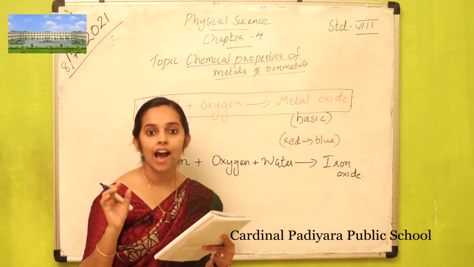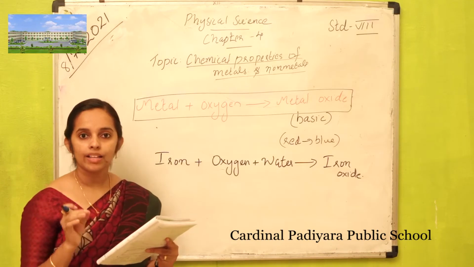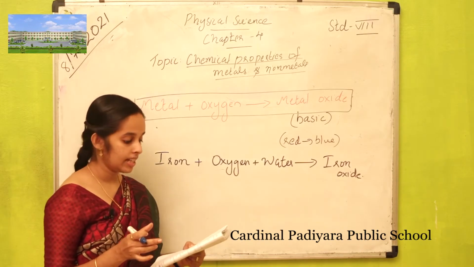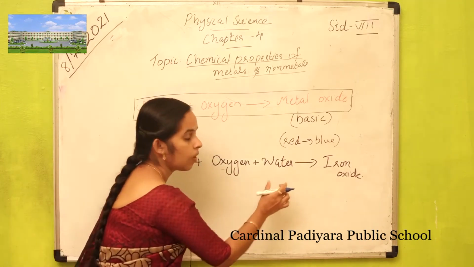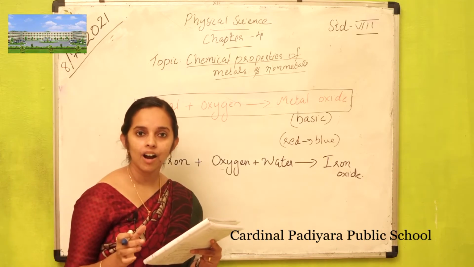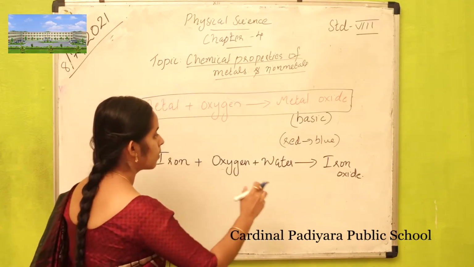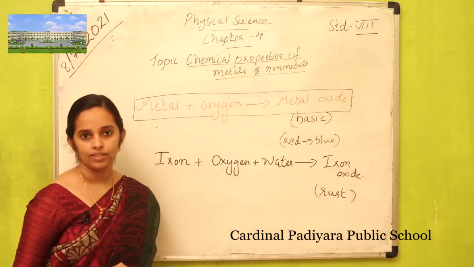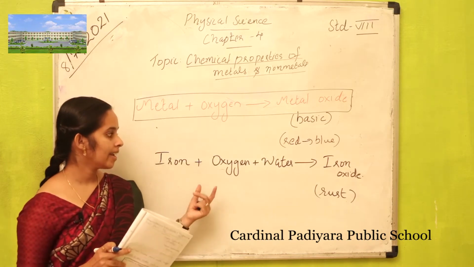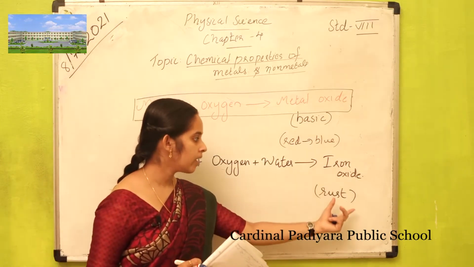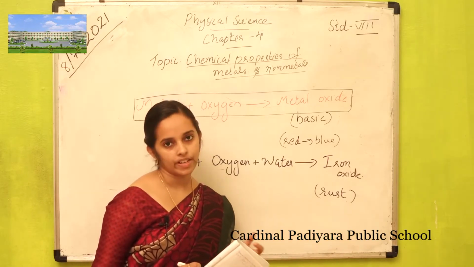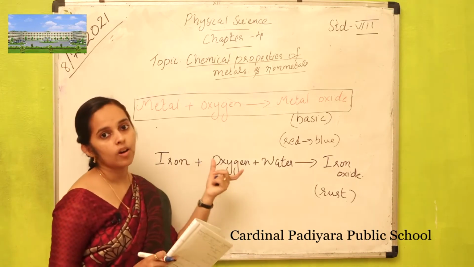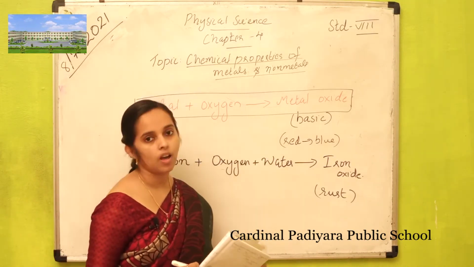So we can say that iron metal reacts or combines slowly with oxygen of air. Oxygen is present in air. Then in the presence of water or moisture, it forms iron oxide. This iron oxide is also called rust. Which means iron in the presence of oxygen and water forms iron oxide. The name for iron oxide is rust. Are you clear? This is also an example of the reaction between metal and oxygen to form metal oxide.